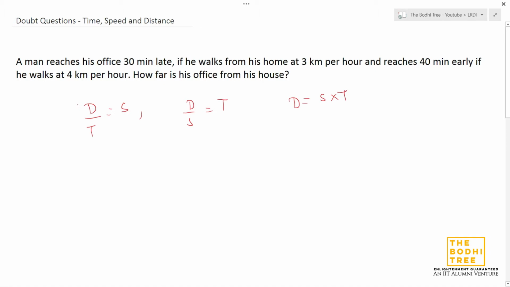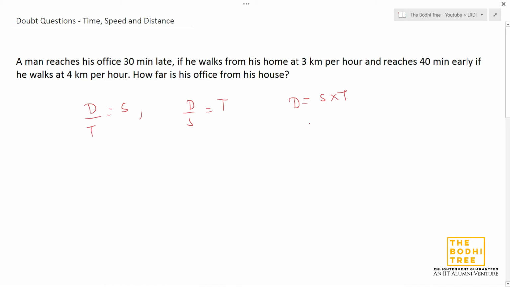In the first case, we have d by t is equal to s. In the second case, I just put s in the denominator and I took t on the other side. Basically, I'm cross multiplying. In the third case, distance is speed into time. I just cross multiplied because we have 1 in the denominator here. Alright, simple basic formulas. So let us look at the question.